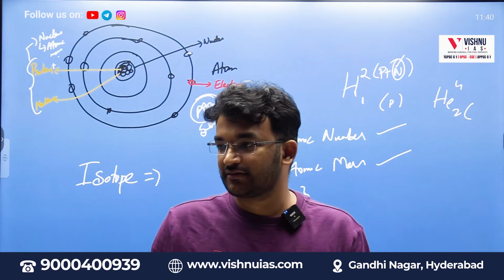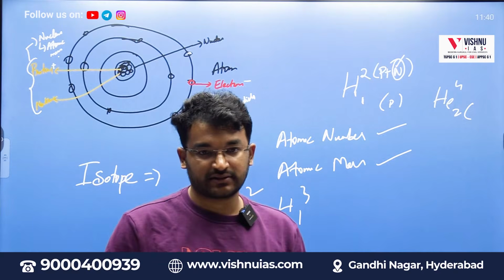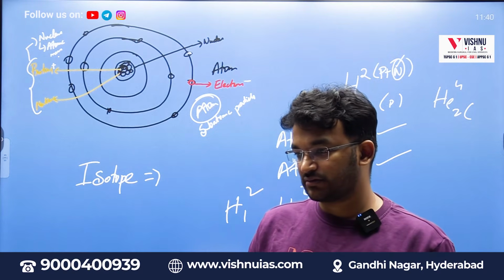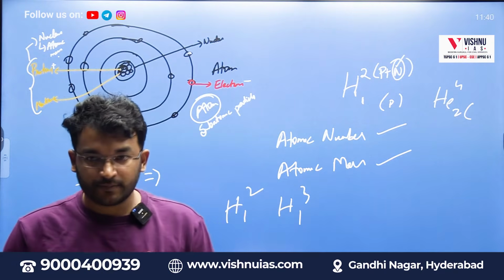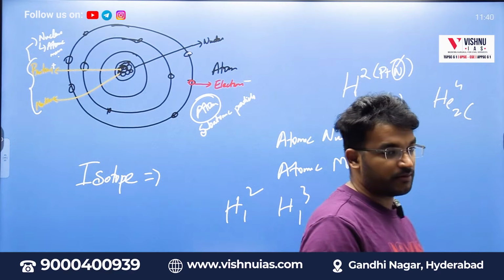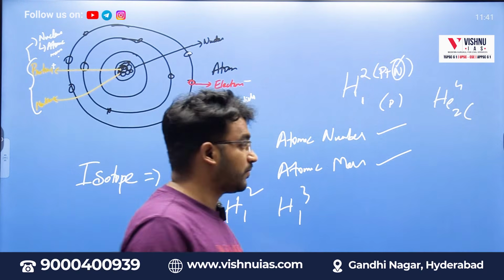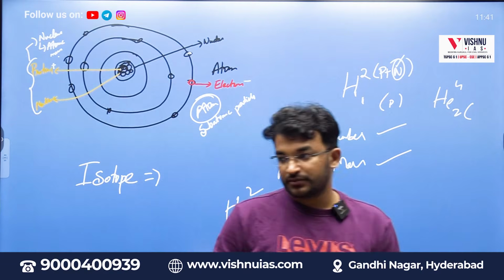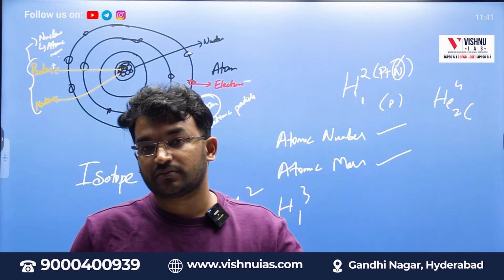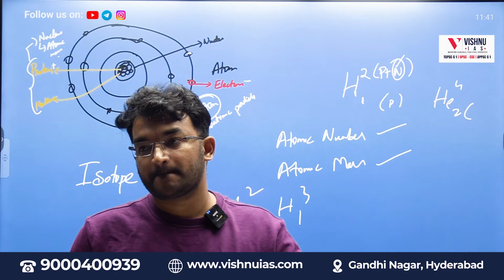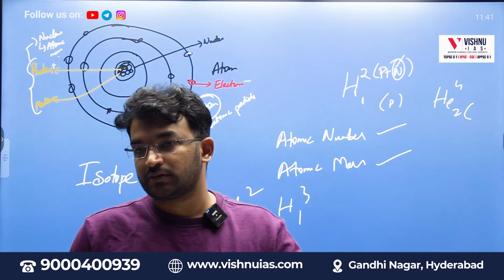Next point, third point, right? Isotopes of an atom are those which have same atomic number but different mass.